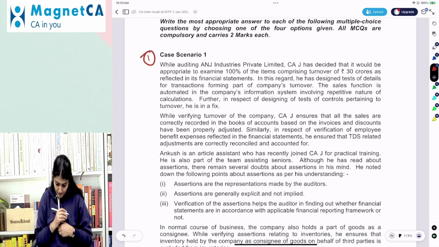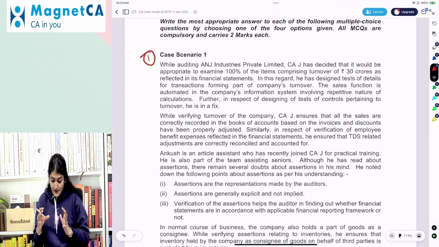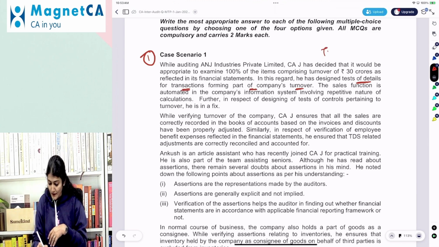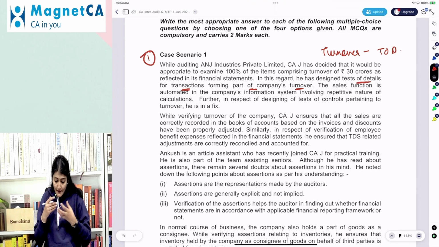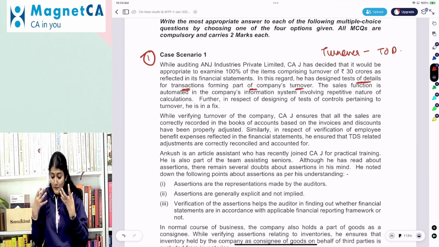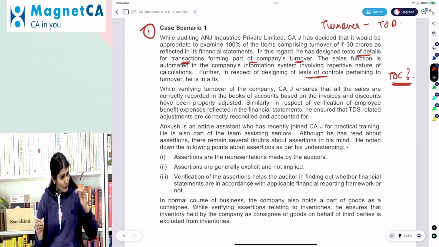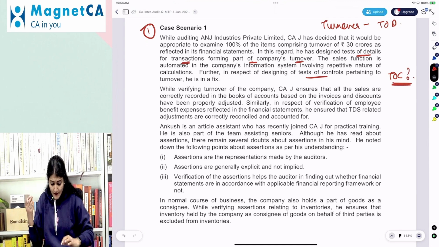Case scenario 1. While auditing A&J Industries Private Limited, CAJ decided that it would be appropriate to examine 100% of the item comprising turnover of 30 crore as reflected in the financial statements. In this regard, he has designed test of detail for transactions forming part of the company's turnover. The sales function is automated in the company's information system involving repetitive nature of calculation. Further, in respect of designing TOC pertaining to the turnover, he is in a fix. So TOD he knows, but TOC he is in doubt.